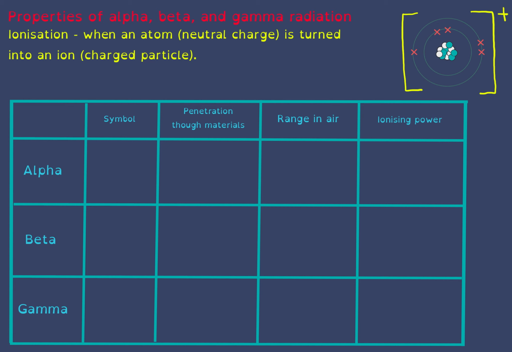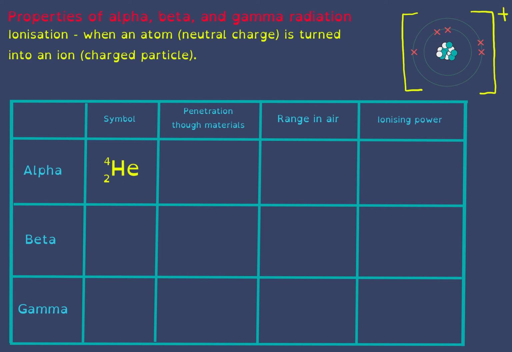You need to know the symbols for alpha and beta radiation, and for this we use nuclide notation. An alpha particle is made of 2 protons and 2 neutrons. This is the same as a helium nucleus, so we can use He as the symbol. The atomic number is then 2 for the 2 protons, and the mass number is 4, as there are 4 things within that alpha particle.